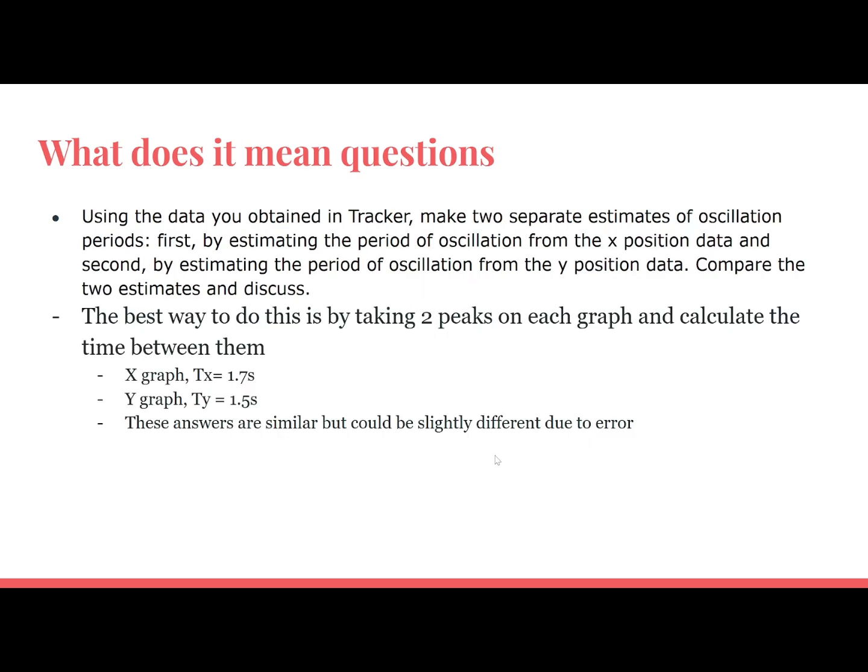Then, using the data you obtained in Tracker, make two separate estimates of oscillation periods: first by estimating the period of oscillation for the X position data, and second by doing it for the Y as well, and then compare the two estimates and discuss. The best way to do this was by taking two peaks of each of the graphs, the X and Y graph, and calculating the time between them. For the X graph, the time from one peak to another was 1.7, and for the Y graph, the time between peaks was about 1.5 seconds. These answers are very similar, which they should be, but they could also be slightly off, as they are, due to the slight errors in the calculations listed.